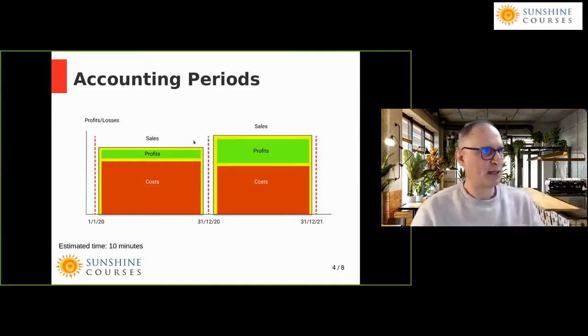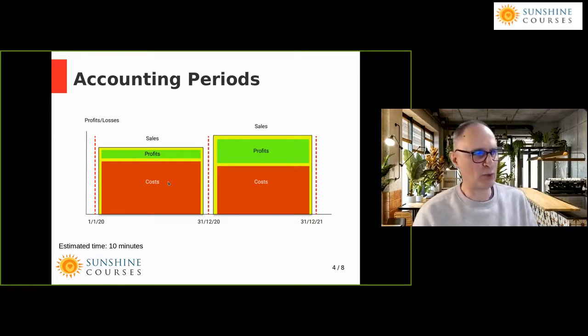And so what this chart is showing you is that in this particular example we've got two accounting periods. One is the period from the 1st of January 2020 to the 31st of December 2020. So it's a whole year. And during that period, we've got various sales, various costs, and the different profits. And similarly, the second accounting period is from the 31st of December 2020 to the 31st of December 2021. So this is the second accounting period. Both of them are a year long.